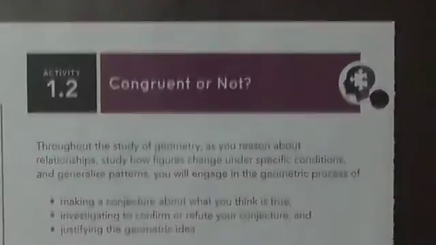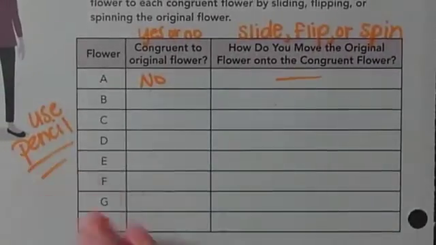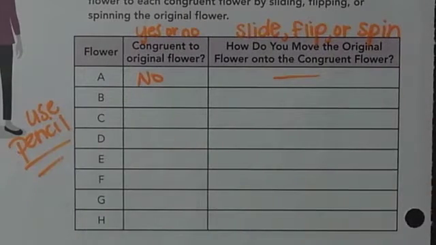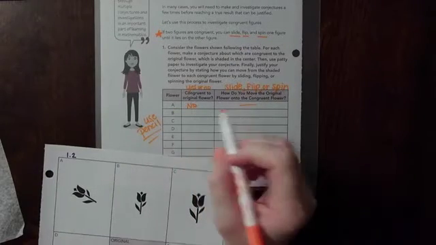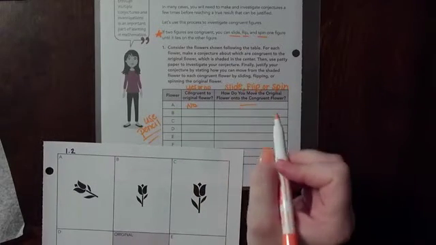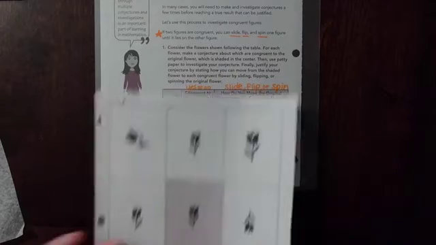Okay, so this is activity 1.2, part 2. I'm going to explain where all of the answers come from. Okay, so we're again looking at this. So we already said that A was not congruent to the original, so I left that part blank. So now let's look at B.